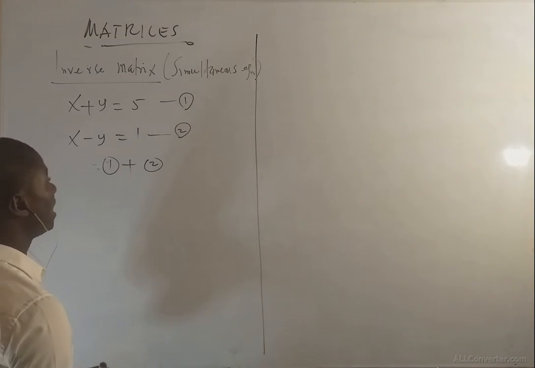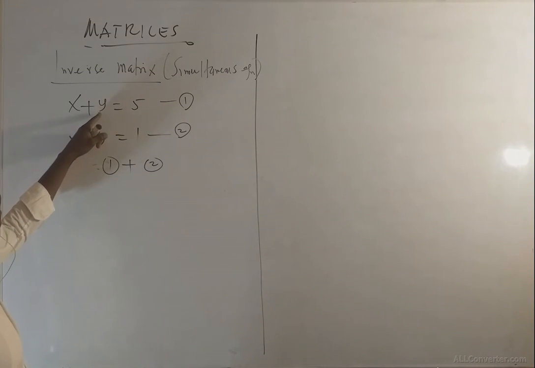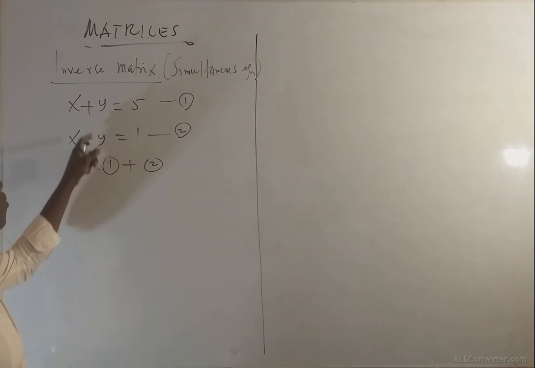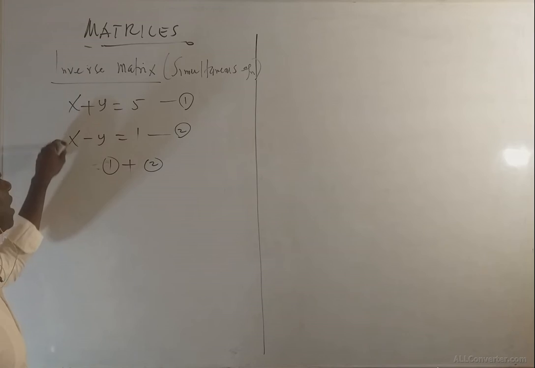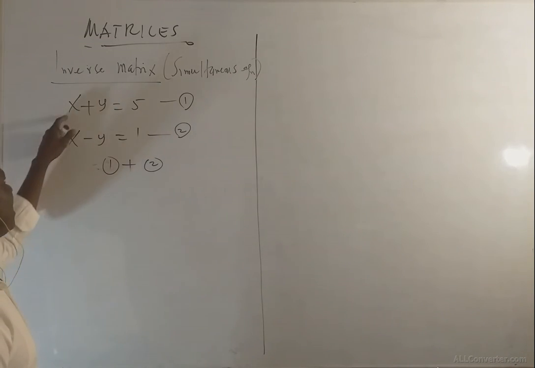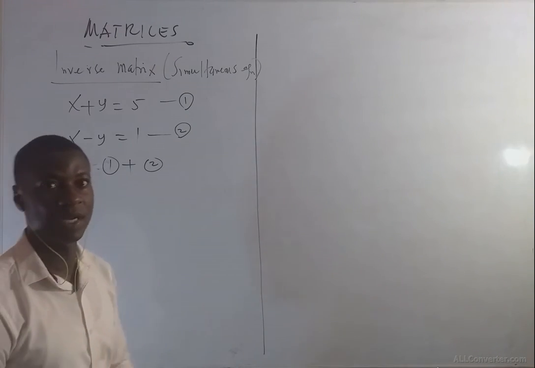The reason why we are adding the two equations is that we have plus y and minus y, and the coefficients are all 1. So when we add the two equations, we can do away with the y so that we can find the x. Then after getting x, we take it back into any of the equations, and the value of y will also come out. That's why we are doing that.